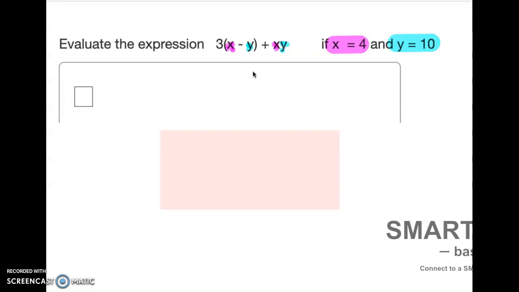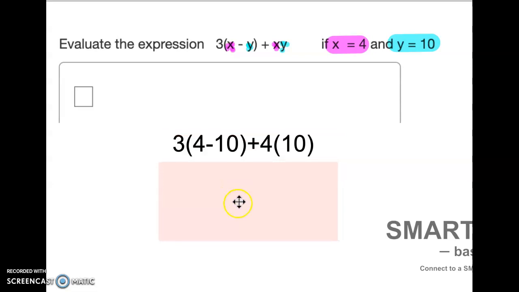Everywhere we see a y, we need to substitute in a 10 because the problem is telling us that y is equal to 10. So our first step is that we're going to actually do that. So we're going to have 3 times the quantity, 4 minus 10, because everywhere we see an x, we put a 4. Everywhere we see a y, we put a 10. Plus 4 times 10. Whereas here we had x times y.